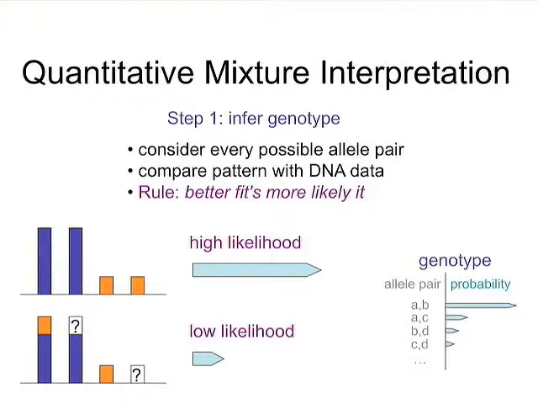The result of trying out every possibility, comparing against the data, looking at its likelihood, and then using statistical reasoning like Bayes' theorem, is that for every one of 100 possible allele pairs, there's a probability. If the data is very definite, there'll be one answer with a probability of 1.